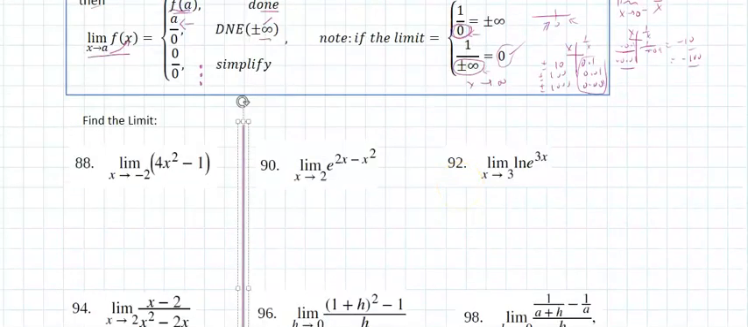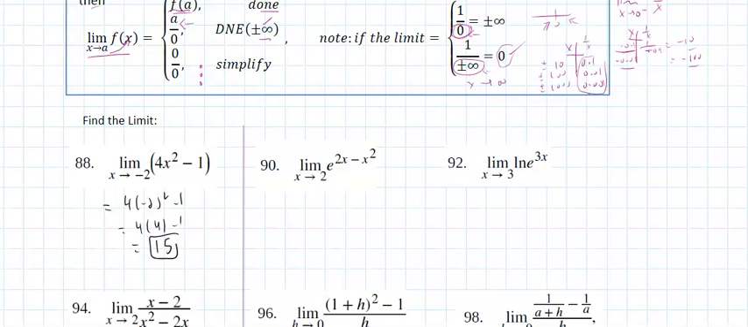So find the limit. Well, shortcut, I substitute a negative 2. That will be 4 times 4. That will be 16 minus 1, which is 15. Done deal. And why is that? That's a polynomial. This is an exponential. Find the limit. Substitute the value in. Every time you substitute a value, I suggest you use parentheses so that if you make a mistake, I know what went wrong and I can give you partial credit.